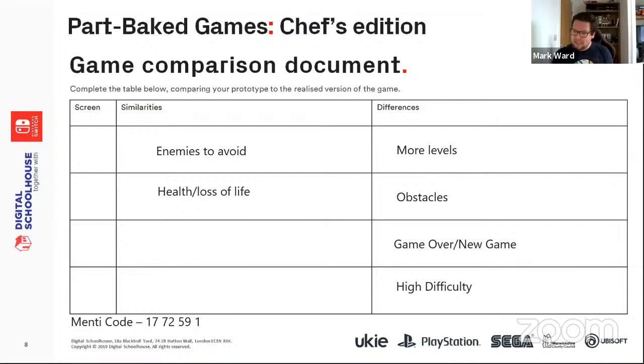Okay, some of the differences: there are more levels for a start. There were more obstacles. We had a game over and new game, although we didn't get to it. To start a new game, you do it all within the game itself. You don't have to come out of the game like we had to do. We had to go back to our Construct 3 menu and click on the play button. It was all built in within the game.